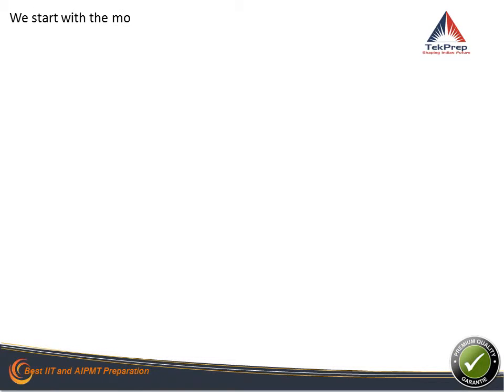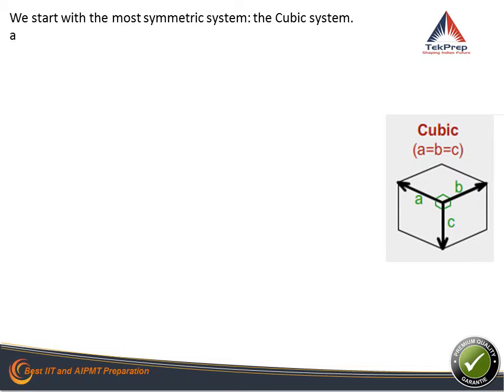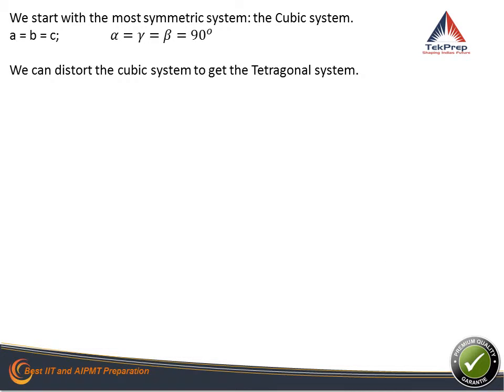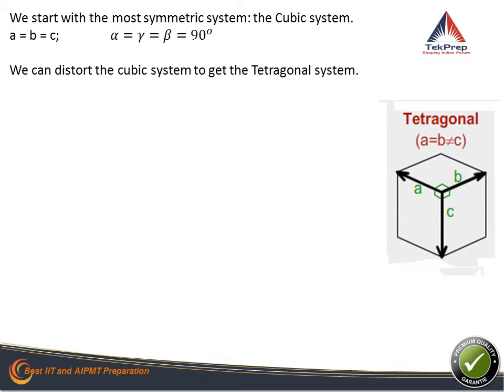Today let's look at all the systems so that we are very much familiar with all the crystal systems, and then go ahead. The first one, which is the most symmetric, is the cubic system, where all the sides are equal to each other and the angles are equal to 90 degrees. And the second system is got by distorting just one of those parameters here, where one side is not equal to the other two sides, however the angles remain the same. So we get the tetragonal system.